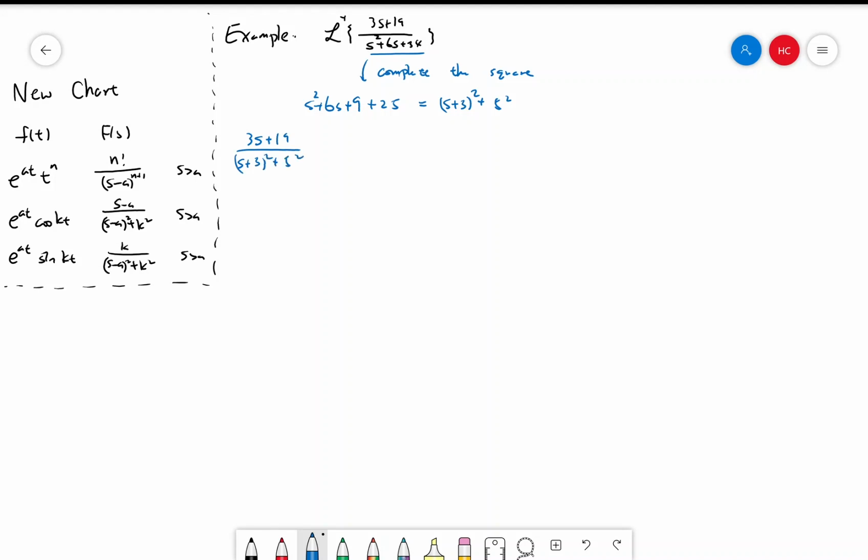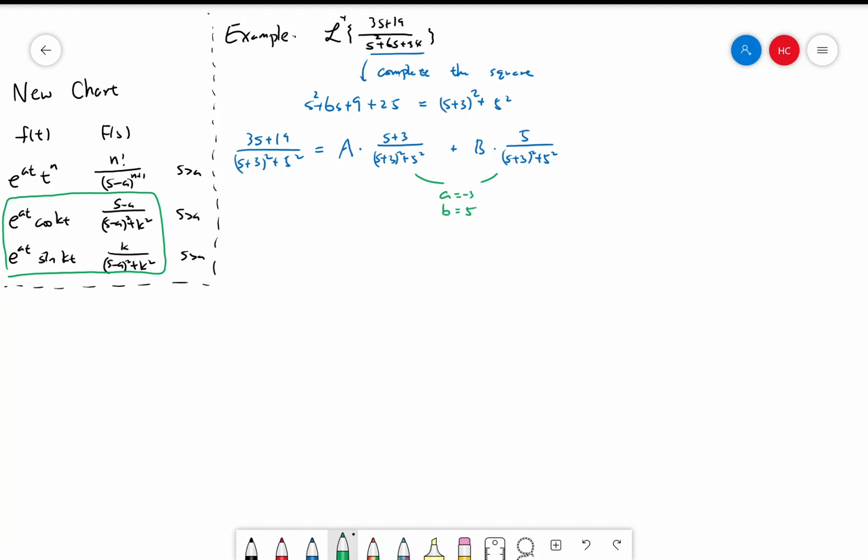Since we want to find the inverse Laplace transform of this, it suggests that cosine and sine are being used. So we need to figure out how many cosines there are and how many sines there are. So we assume this is equal to a times (s + 3) over ((s + 3) squared plus 5 squared) plus b times 5 over ((s + 3) squared plus 5 squared).